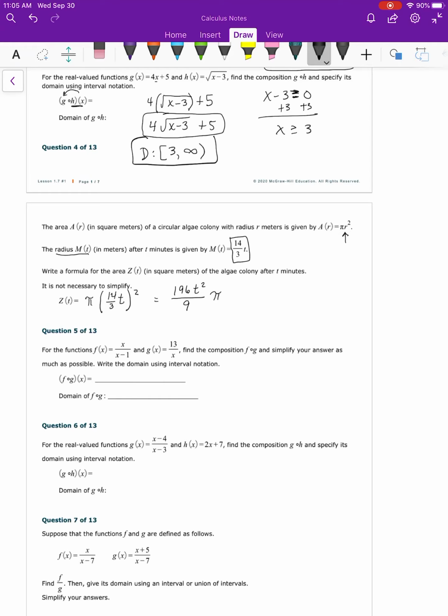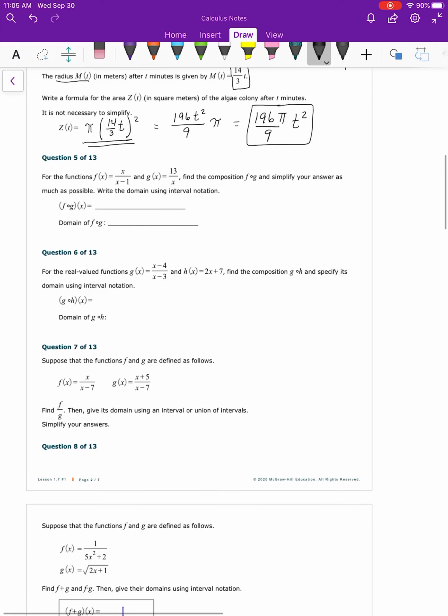Or, I mean, of course, the pi might go with the... I was just seeing if 196 over 9 reduced, but it doesn't. The pi might go with the 196 over 9 and then do the t squared. Okay? However you want to write it. They acted like it's not necessary to simplify. I think you probably could have written that and been fine.